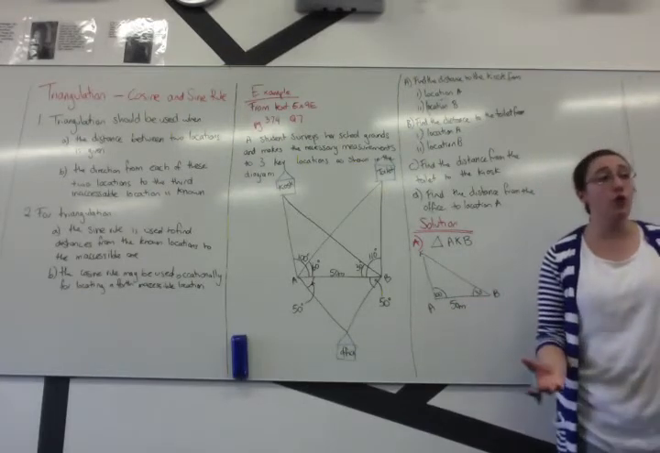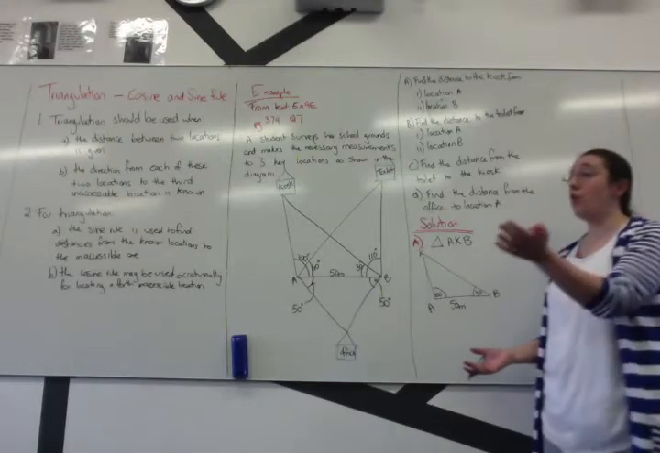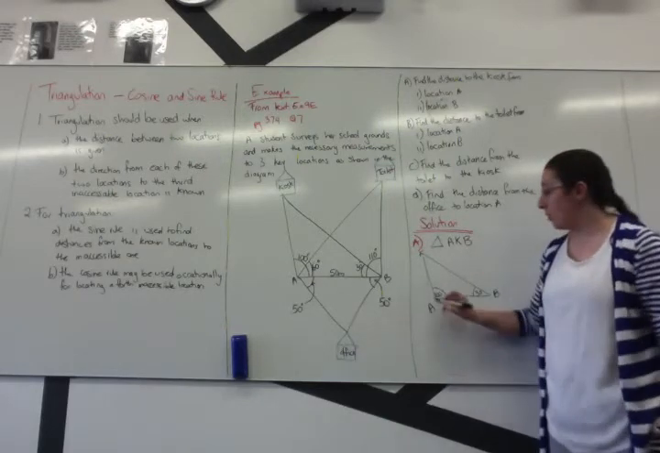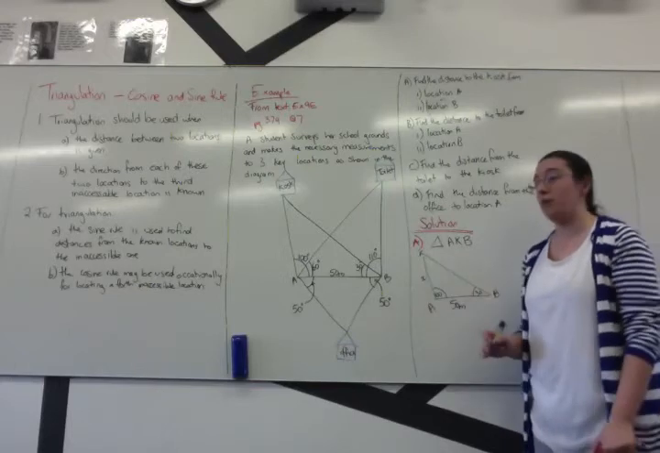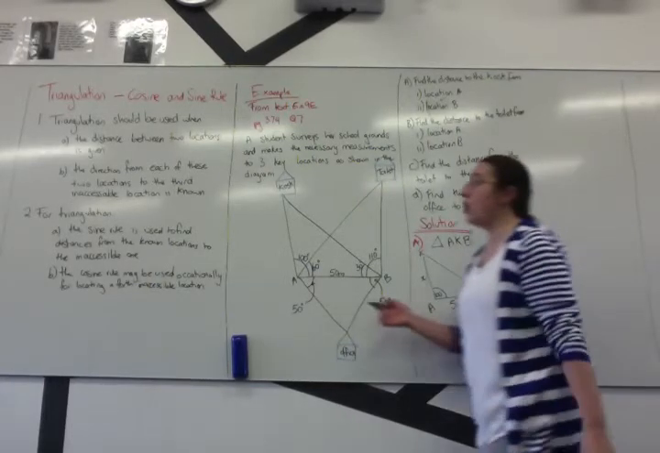Which side are we looking for? The hypotenuse. No, your hypotenuse is for right angle triangles. A to K. We're looking for A to K. This is the length we're looking for here. So, automatically, you're going to use the sine rule.